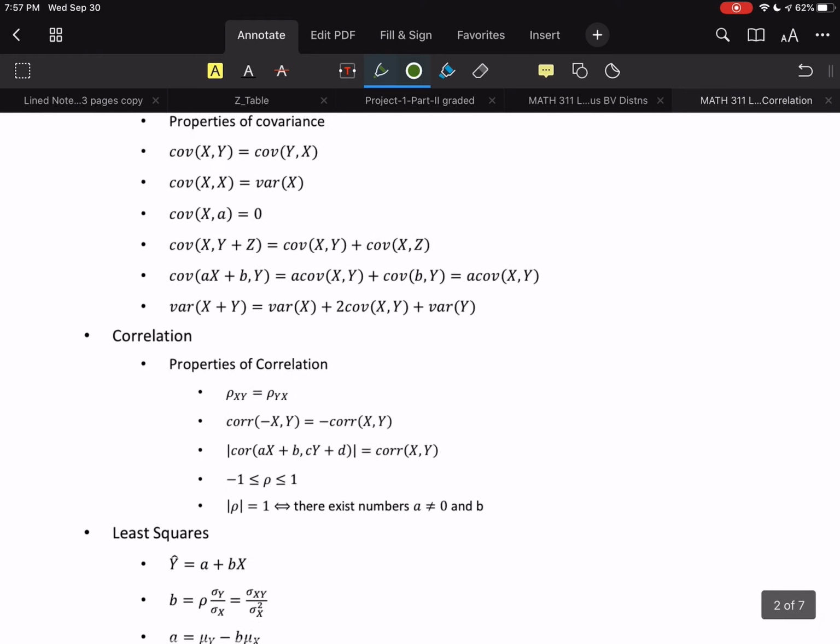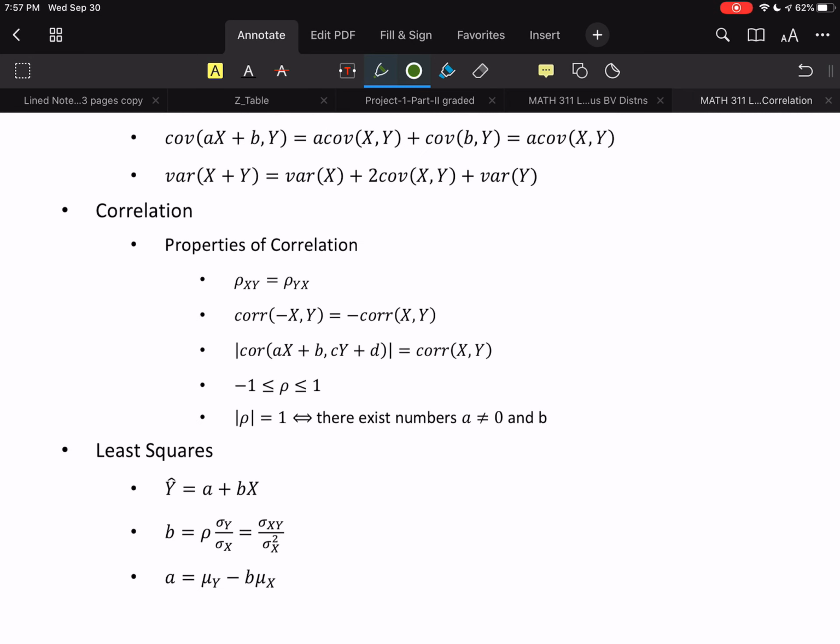So we've talked about covariance, we've talked about the properties of correlation, and one of those properties is that the correlation between x and y is the same as the correlation between y and x. Correlation of a negative x with y is the negative correlation between x and y. The absolute value of the correlation between a linear combination of x and a linear combination of y is simply the correlation between x and y. So changing the scale of x or the units, translating or locating it differently, so adding or subtracting a constant, those do not change the correlation between the random variables, and that's good.